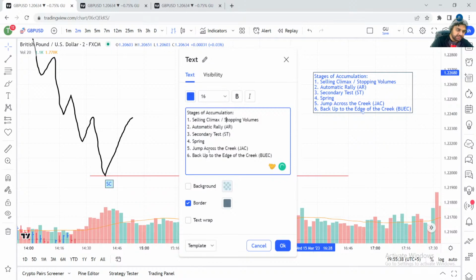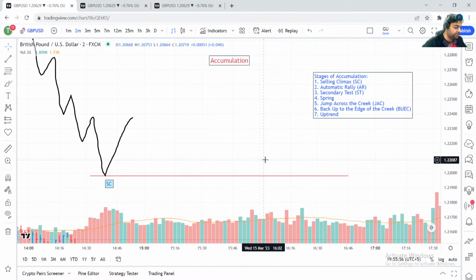Selling Climax is SC. Okay, so that's it. You don't have to remember big names, just remember like this. And in the end you have back up to the edge of the creek, and then the uptrend will start. Okay, that's it. So this is how an uptrend normally starts.